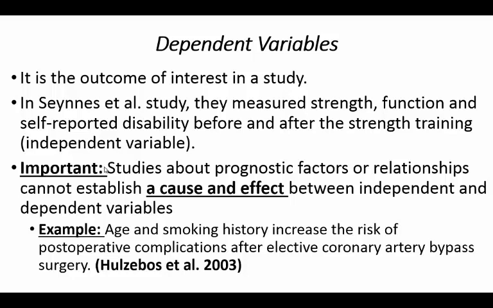There are so many examples, and I'll give you another example right now. The warning that I would like you to pay attention to is that these types of studies cannot establish a cause and effect between independent and dependent variables. So I cannot say that having light skin will cause wrinkles more than having dark skin.